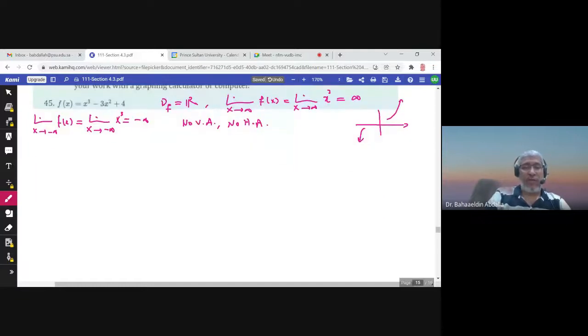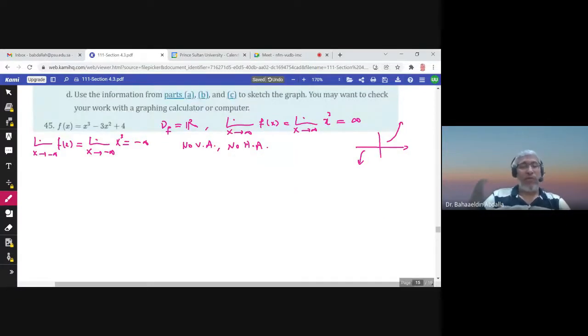Intervals of increase and decrease, local maximum and minimum. I need to find the first derivative. I can also find the y-intercept. If I put x equals 0, y is 4, so I know the y-intercept of the graph. I can find the x-intercepts if I like, but I'll have to solve this equation. You can use the calculator to find the x-intercepts if you like.